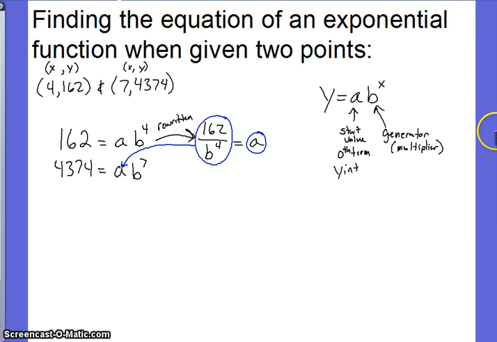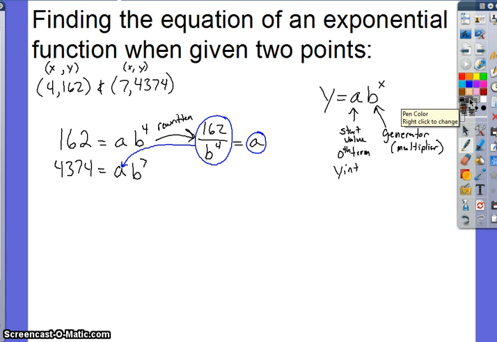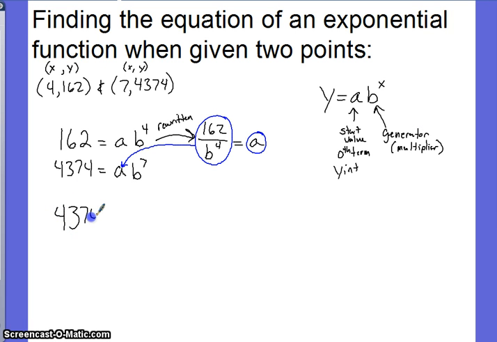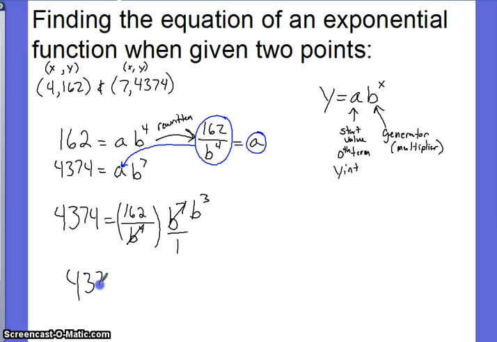So my new equation is 4,374 is equal to 162 over b to the 4th times b to the 7th. And now I just need to solve for b. This is the same as b to the 7th over 1. I can cancel b to the 4th, and that leaves b to the 3rd. So now my new equation is 4,374 is equal to 162 b cubed.